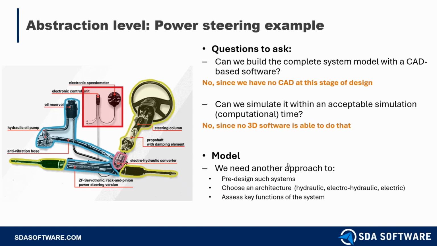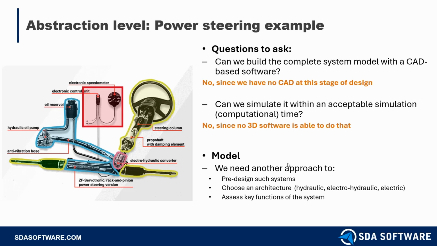As we stated earlier, it is critical to optimize your design early on whenever your system is still conceptual. But there are some questions that need to be answered during this conceptual stage. So first of all, can we build a complete system with a CAD-based software? Well, the answer is actually no. Most likely, this early on in your design cycle, you have minimal CAD data or you have no CAD data. And even if you do have CAD data, it might change drastically in the next 10 iterations. So we need a new way to model that.